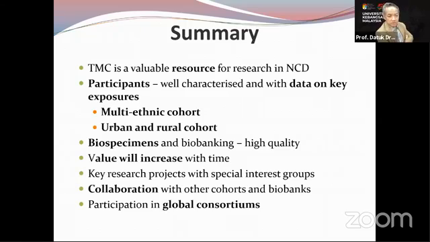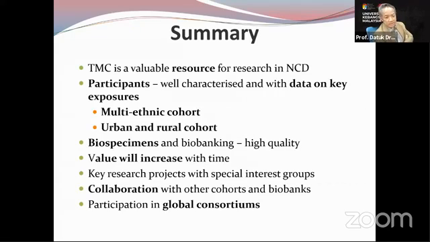We have set up special interest groups to look at many different diseases. And I believe with our cohort, we have something on the table when we discuss with international collaborators, especially to do collaboration and also comparative analysis with other cohorts and biobanks.